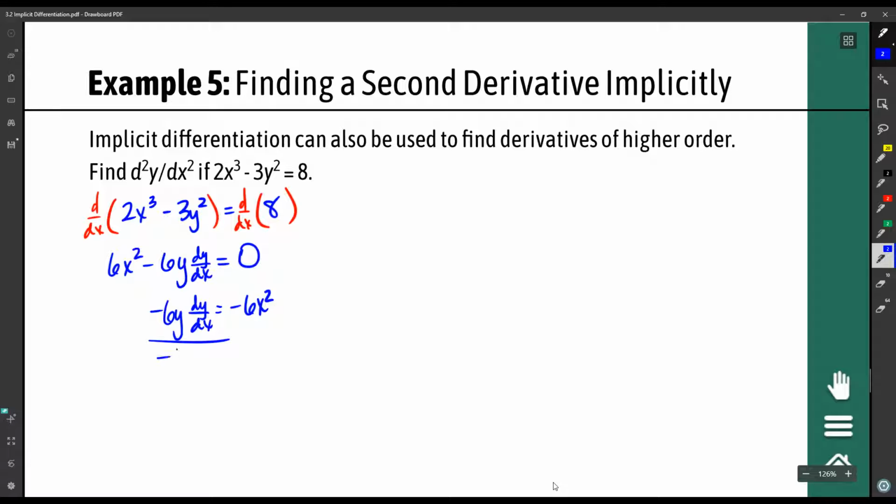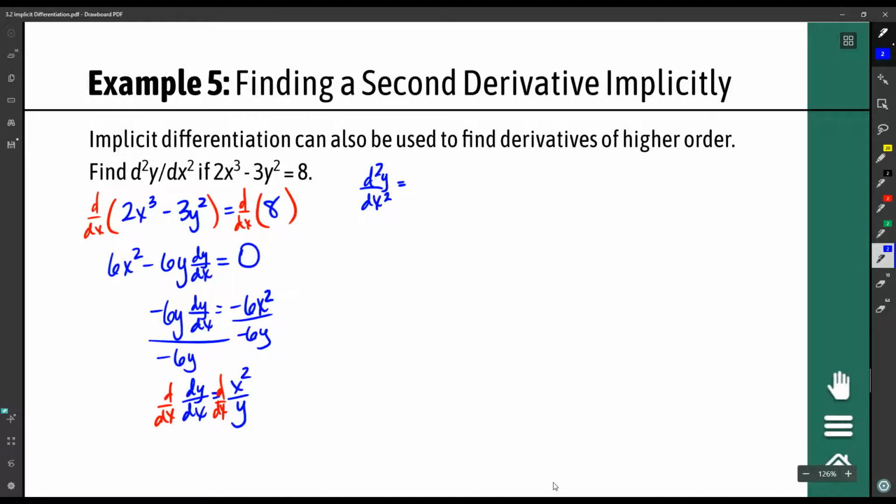We'll divide both sides of this by negative 6y, and that'll give us a first derivative, dy/dx, of x squared over y. So we have the first derivative, but we're after the second derivative. And to do that, we want to take the derivative of dy/dx. So we want to differentiate both sides of the first derivative. That will give us the d squared y over dx squared that we're looking for.